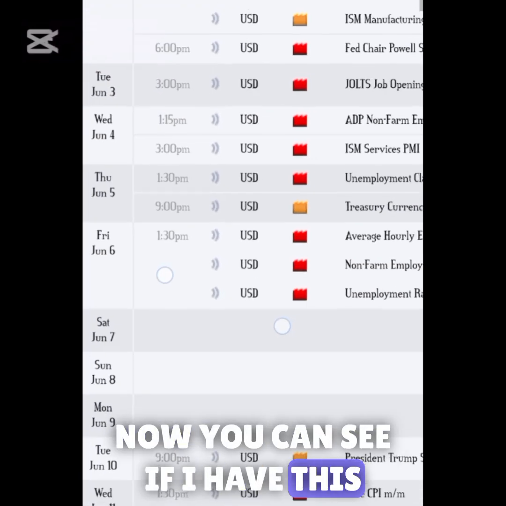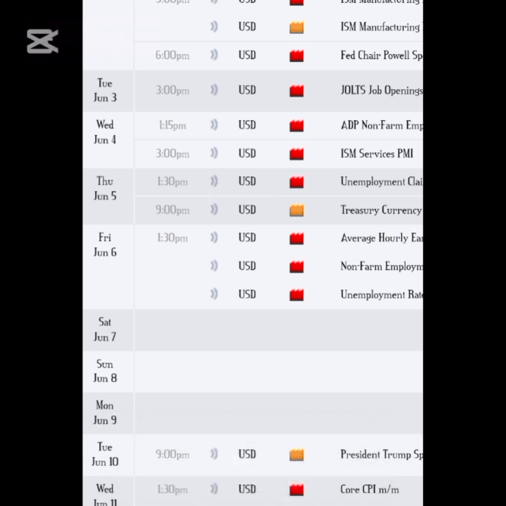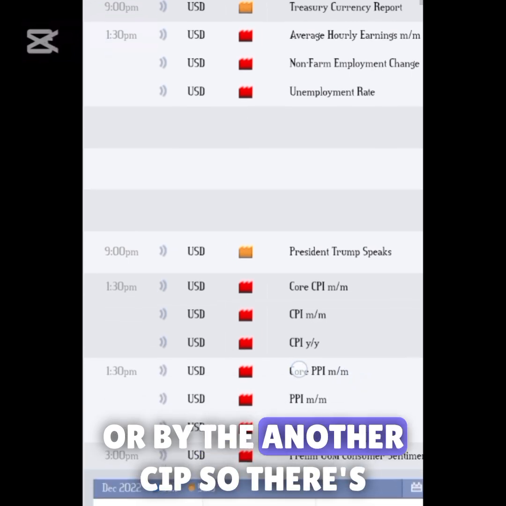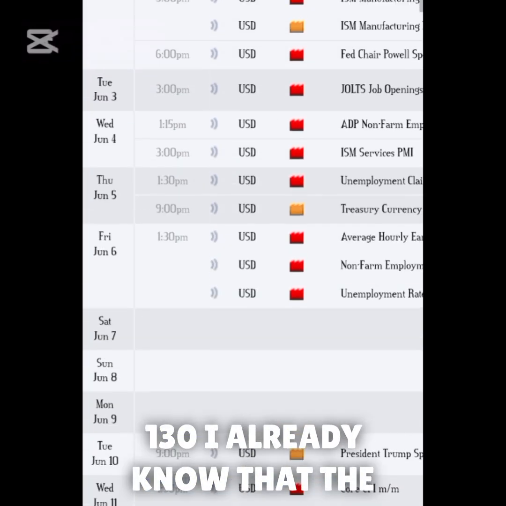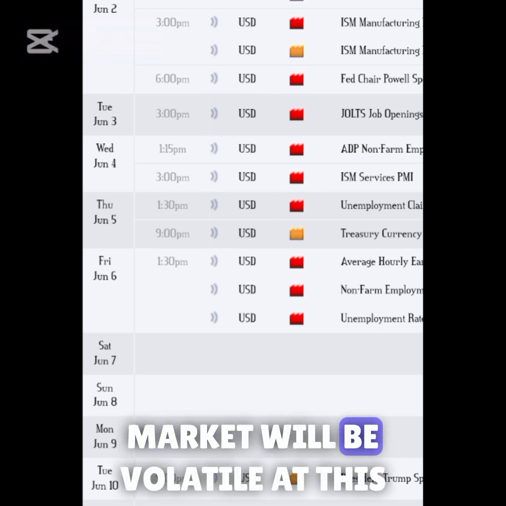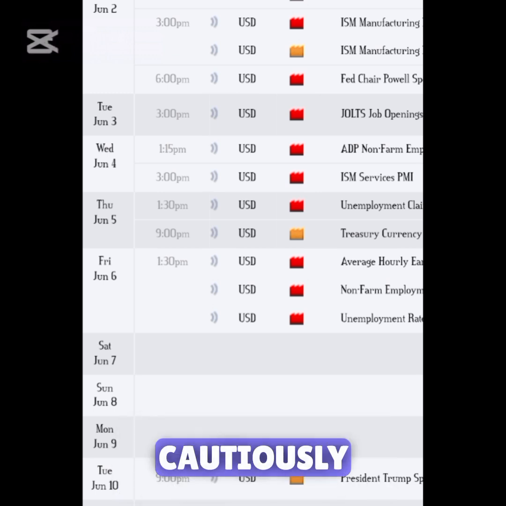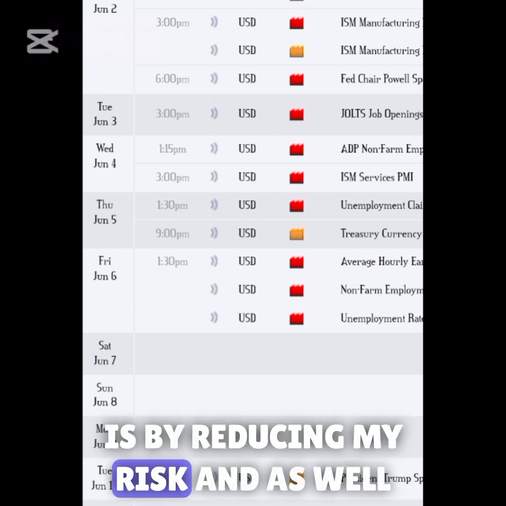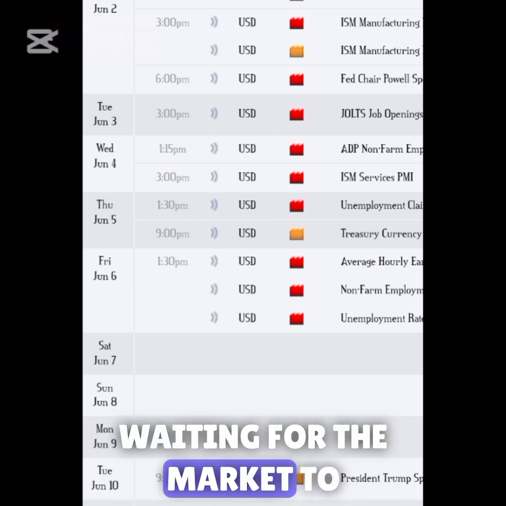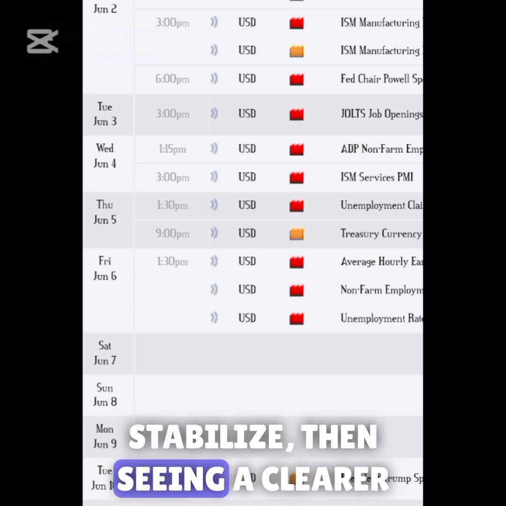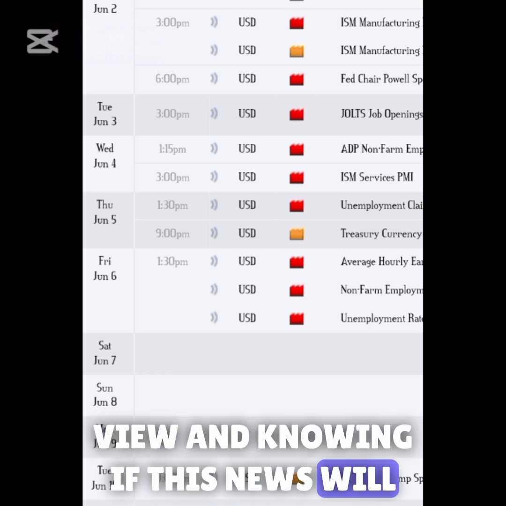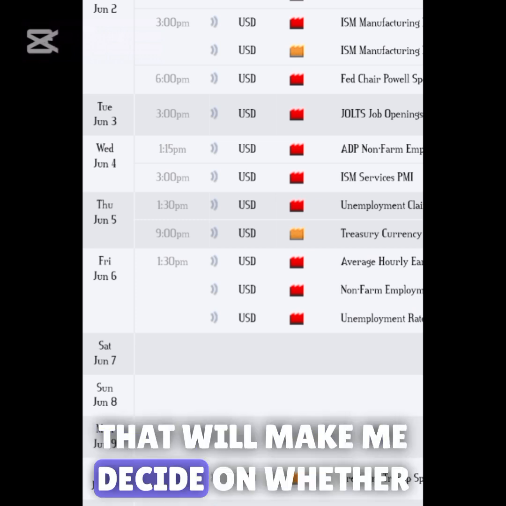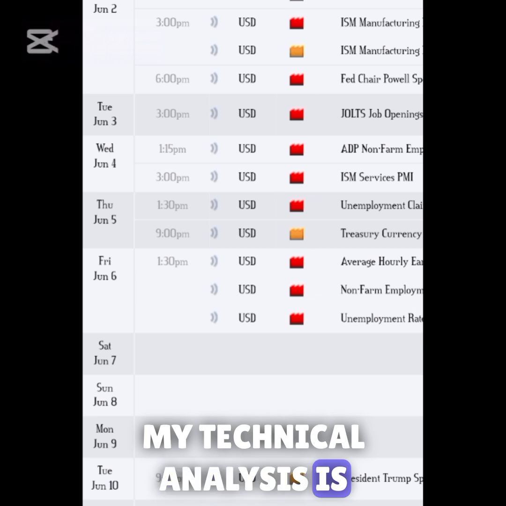Now you can see, if I have this information in my hand and I know by 3 o'clock there is a news, or there's another CPI, or there's 1:30, I already know that the market will be volatile at this point, so I'll be going in cautiously. Going in cautiously means reducing my risk, and as well waiting for the market to stabilize, then seeing a clearer view and knowing if this news will affect the market negatively or positively. That will make me decide on whether my technical analysis is actually correct.